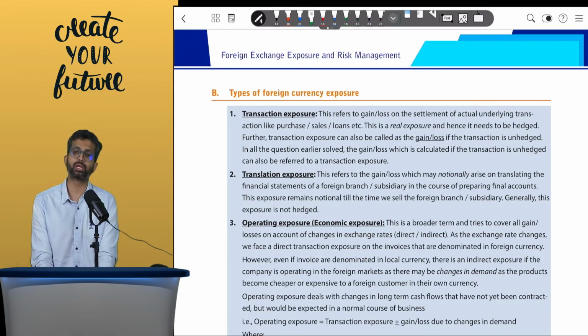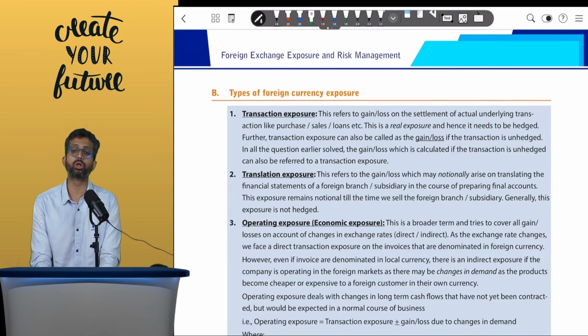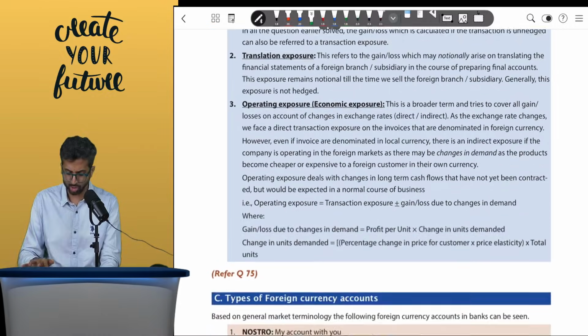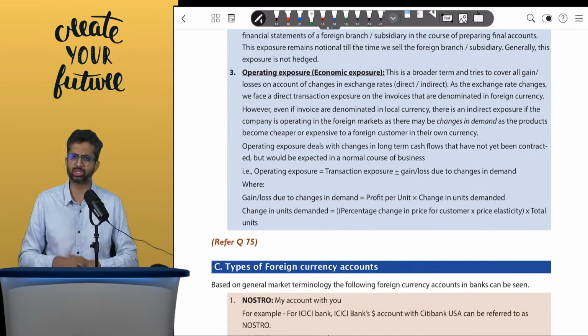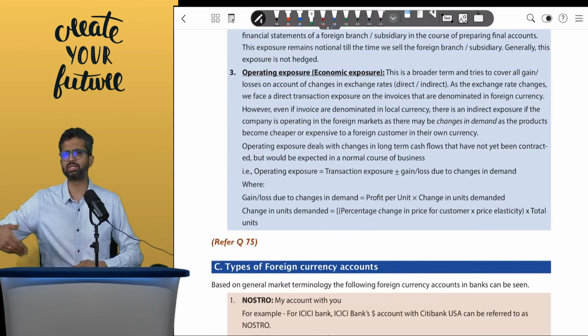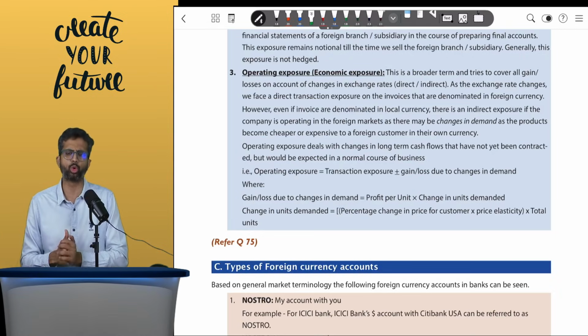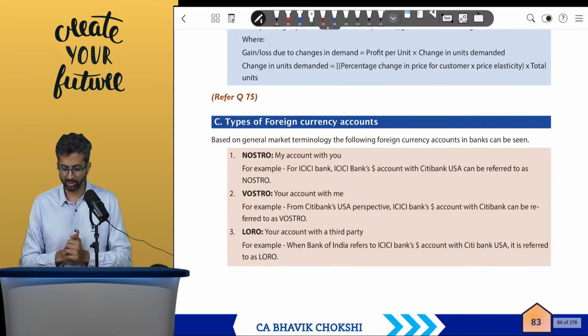And lastly is the operating exposure, which is also called economic exposure, which is the exposure that an entity gets if it were to operate in the foreign exchange market. The exposure over here would be transaction exposure plus or minus gains or losses due to changes in demand. Over here you might look at data like elasticity, etc. to find what the overall value will be if there is a particular gain or loss on the changes in demand.